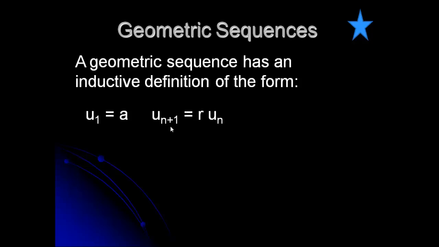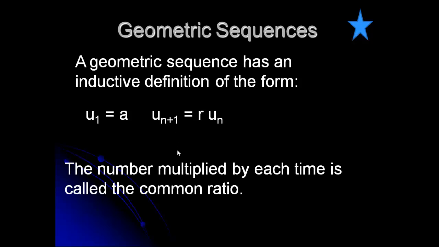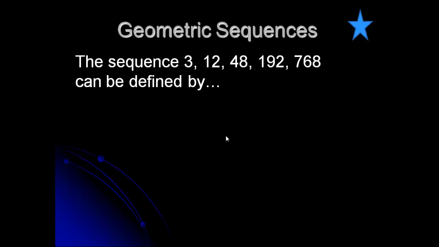So a general inductive definition of this form: the nth term times r gets us to the n plus 1th term. So the number multiplied by each time, which we refer to as the common ratio, and usually use the letter r to signify. So we can define this sequence here with a first term of 3 and an inductive definition of 4un. So un plus 1 equals 4un.